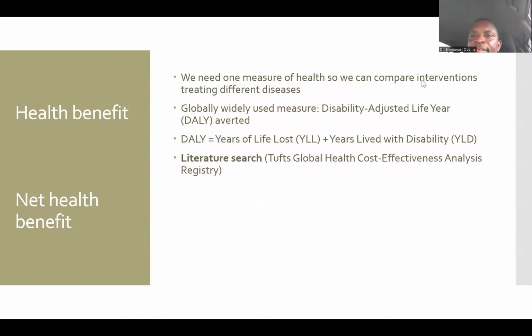So we needed one measure that we could use to compare across all the interventions. The globally used measure is the disability-adjusted life year, which is more common in low- and middle-income countries. We based our analysis on it, which accounts for the years of life lost and the years lived with disability. And then we went a bit more into the data in the Tufts Global Health Cost-Effectiveness Analysis Registry.